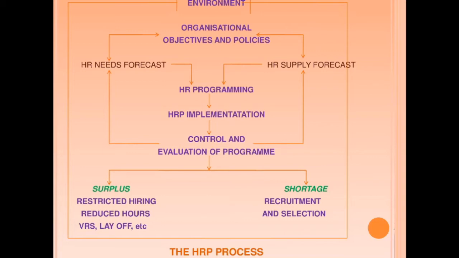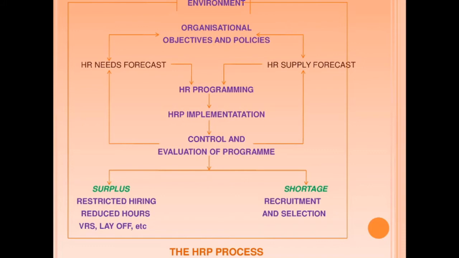On the right hand side, we can see the HR supply forecast. Supply forecasting measures the total number of employees likely to be available, including both existing employees as well as from outside, after making sufficient allowance for absenteeism, transfers and promotions, wastage and changes in hours and other working conditions. Accordingly, we try to assess our existing human inventories, both the skill inventory as well as the management inventories.